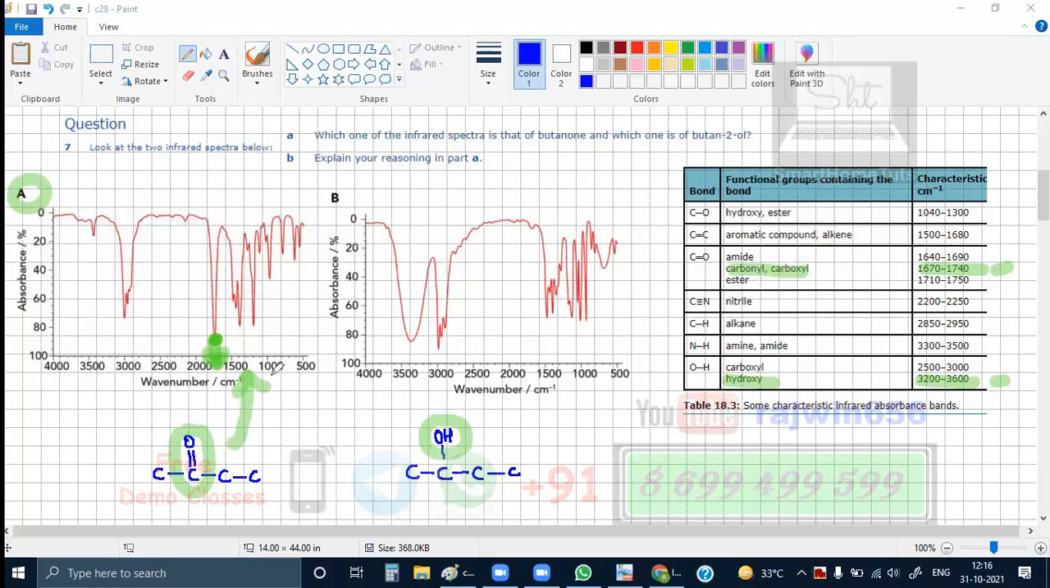We'll also check the second example. The second example is alcohol, that is the functional group over here. See where the maximum value is. The peak value over here is falling somewhere around 3000. So you can see for hydroxyl, that is for this OH, the value is around 3000. So this is going to be the spectrum for butane-2-ol, which contains OH as the functional group.